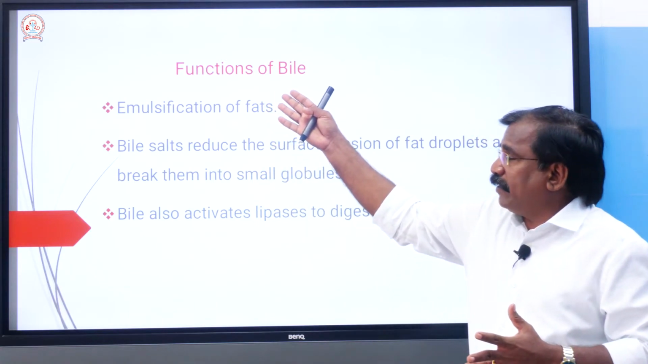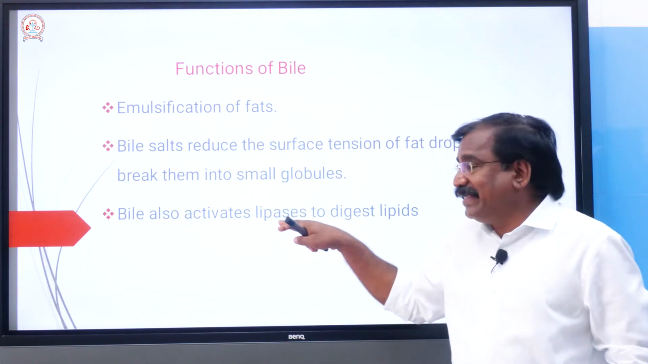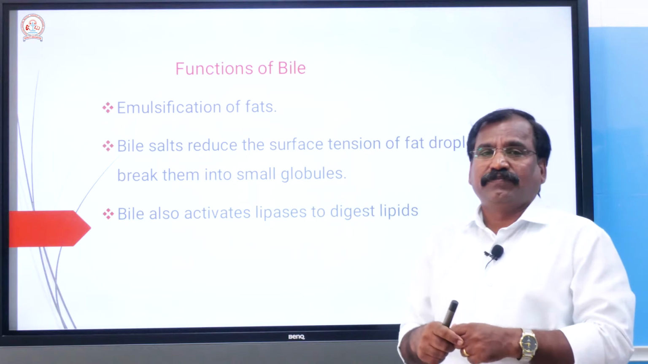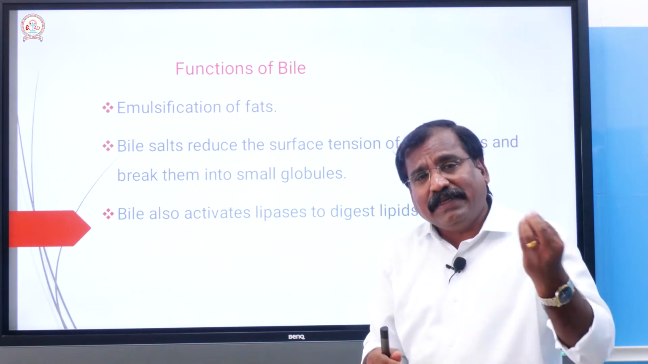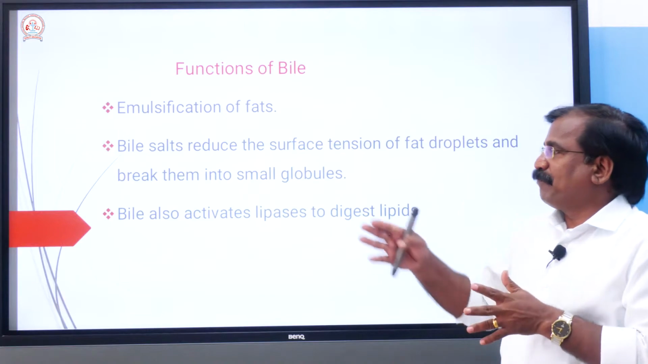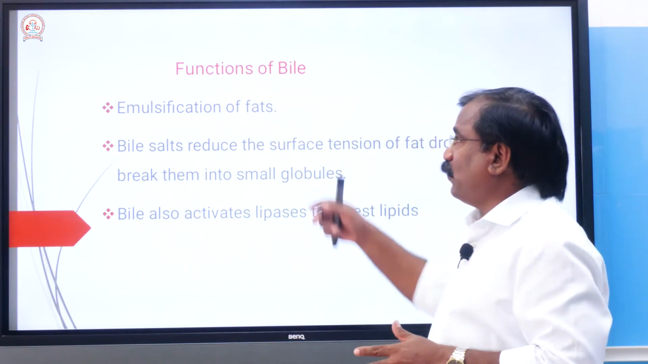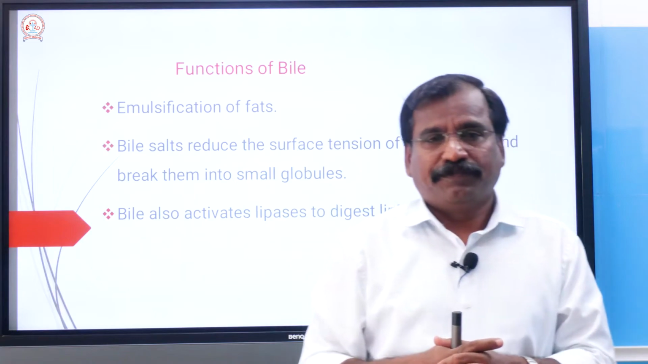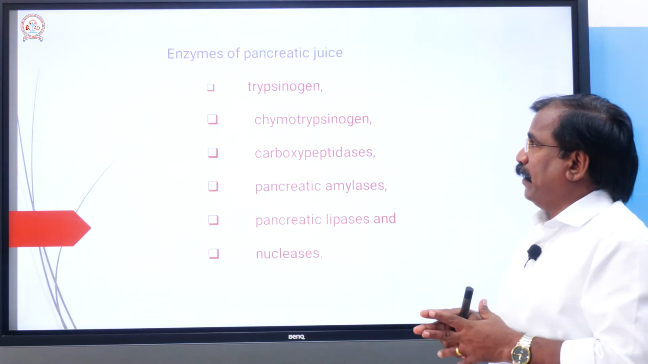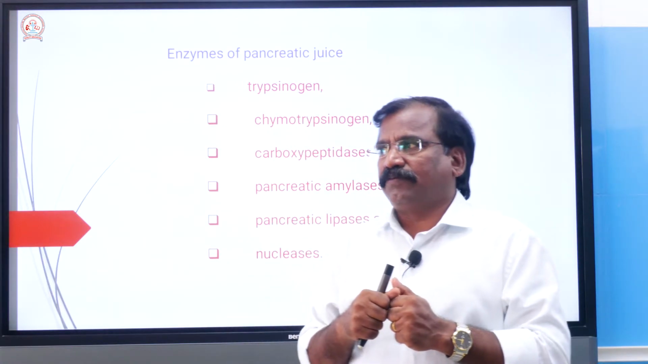So the bile activates the lipase, the enzyme which acts on the lipid, to digest it and convert it into small fat globules, and it emulsifies the fat. These are the functions of the bile. This is a separate 3 marks question: write the functions of the bile. That is all for the components and functions of bile.